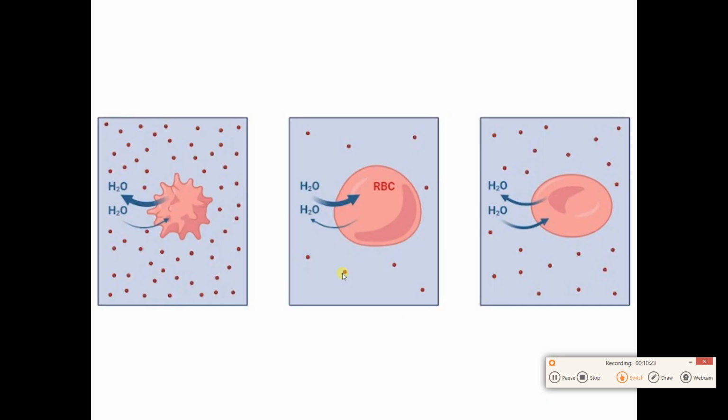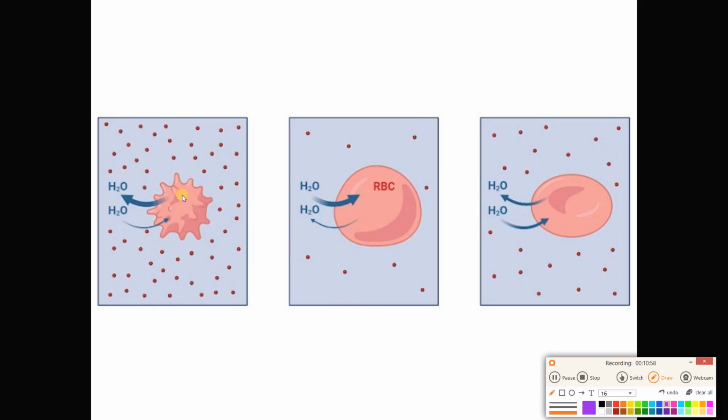All right, do me a favor. Label these three situations. The blue rectangle represents a solution. We got a red blood cell in each one. Which of these solutions is isotonic? Which is hypertonic? Which is hypotonic? Go ahead, label those for me. Pause the video if you need to. Give you a moment.